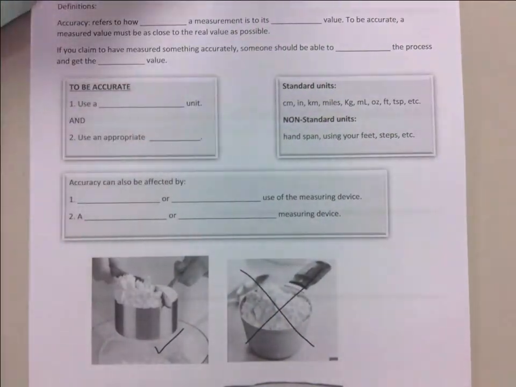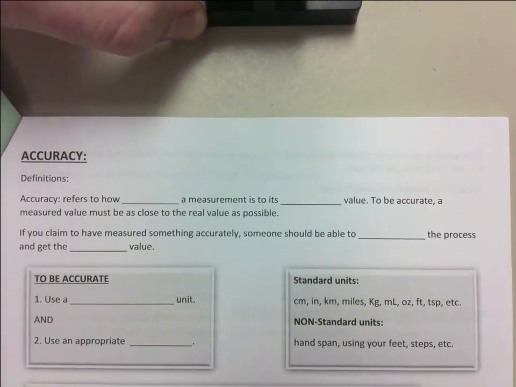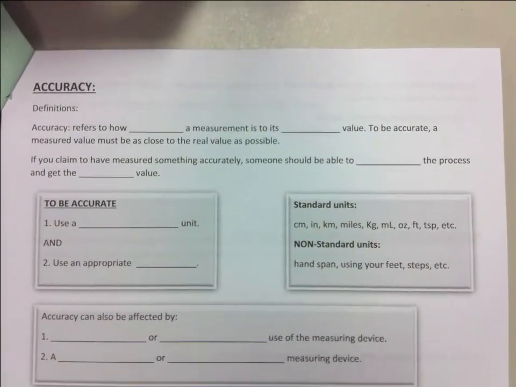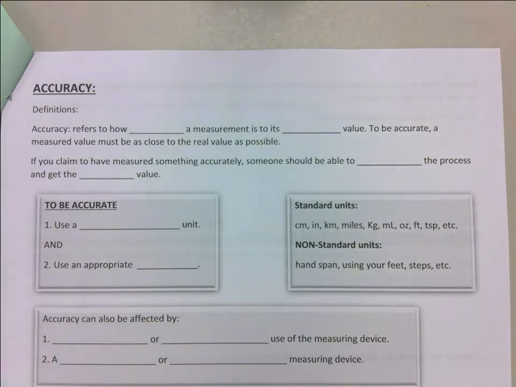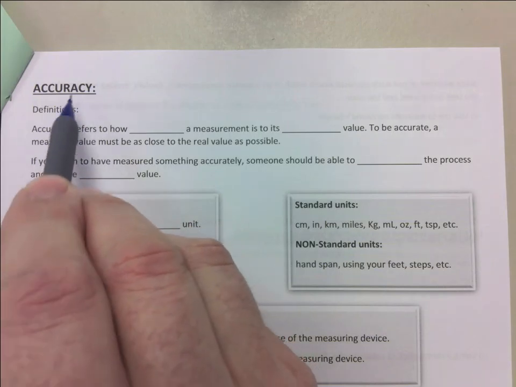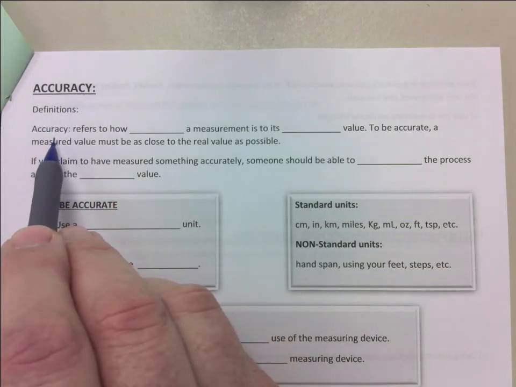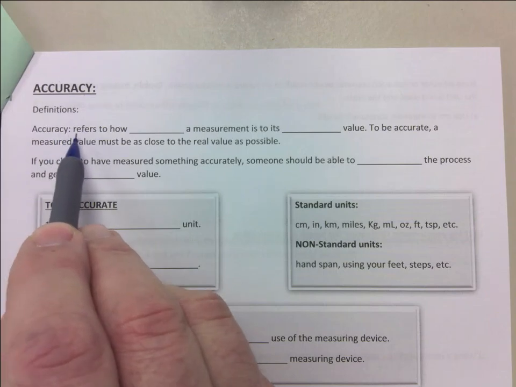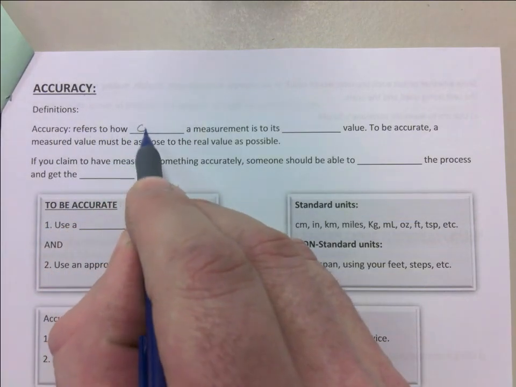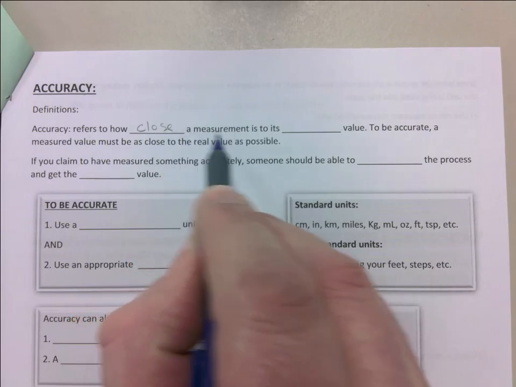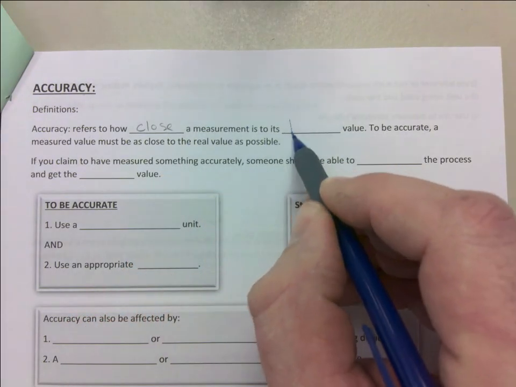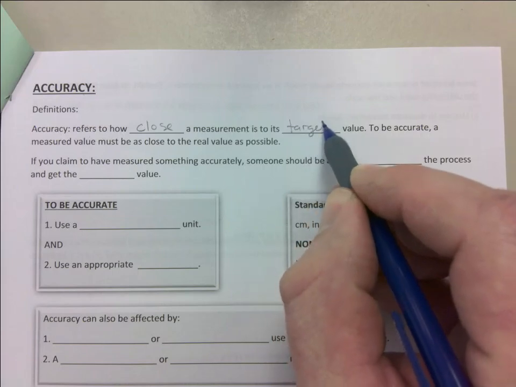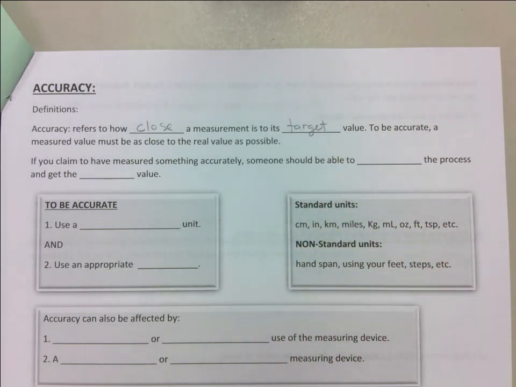So let's start with some terms. You need to be comfortable with the terms, and then everything else goes from there. Accuracy. What is accuracy? Have this on your study sheet, okay? Accuracy refers to how close a measurement is to its target value. What in the world are you talking about, Mr. Dixon?